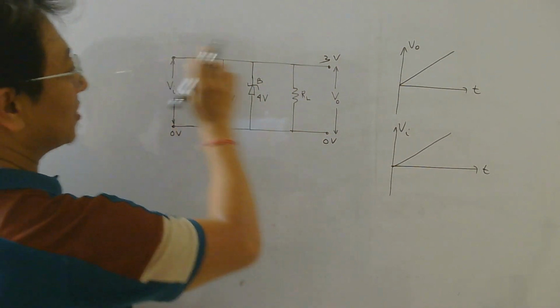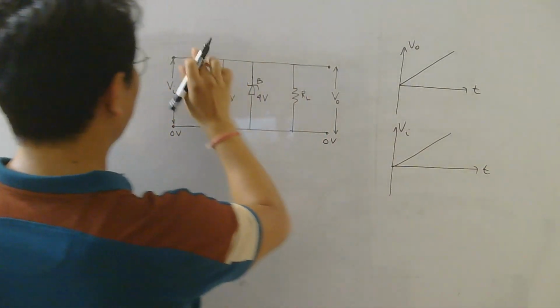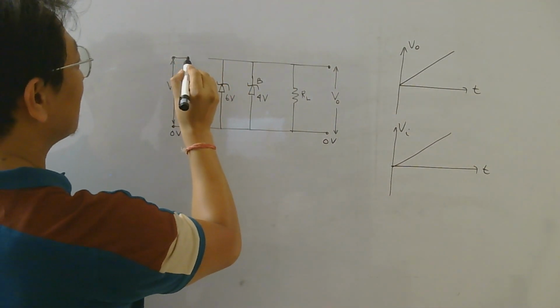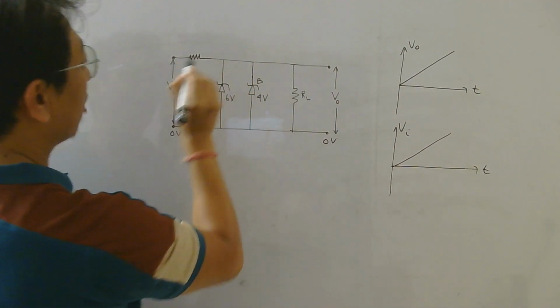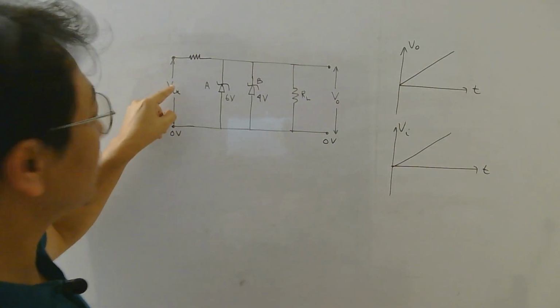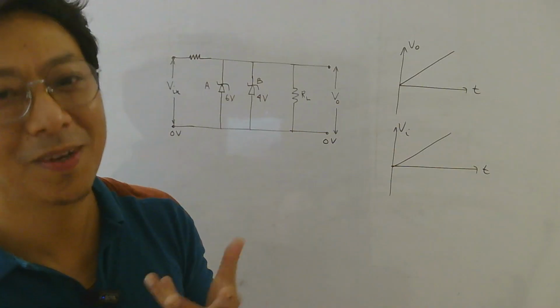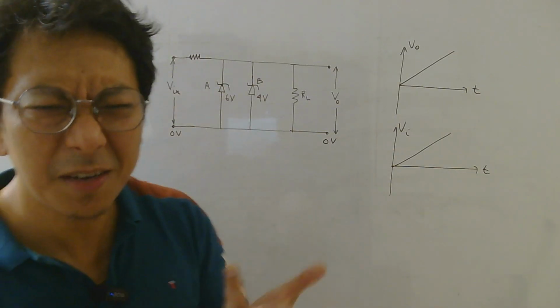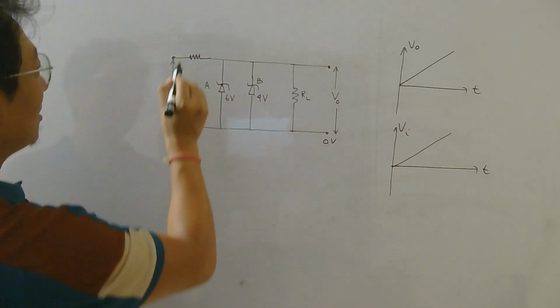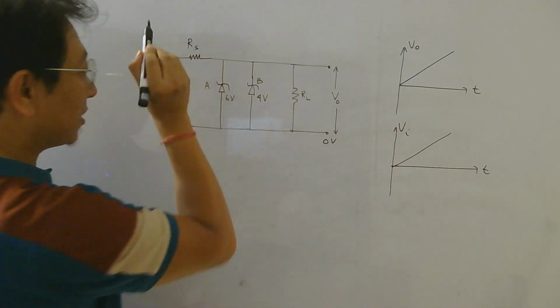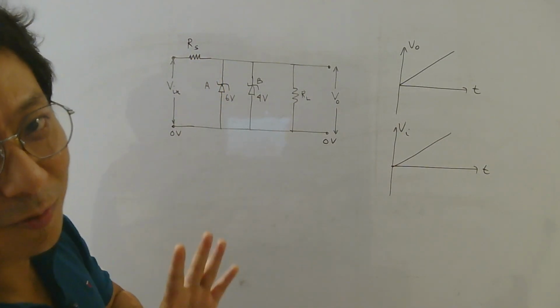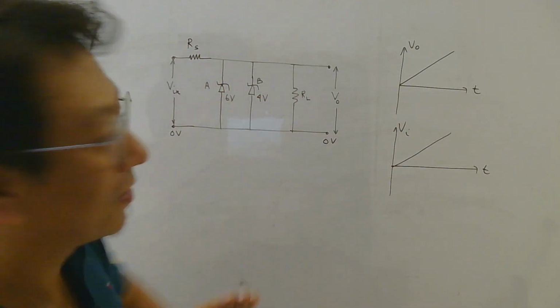However, none of the options has this one. That means we need to assume that there is some resistance here ourselves. Actually, every source will have some internal resistance, right? And experimentally speaking, every wire will have some resistance, isn't it? So this is your series resistance which you must assume. Without this, your answer will not come according to what they want.